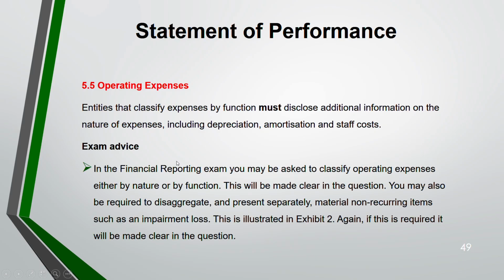Now, in your FR exam, you may be asked to classify operating expenses either by nature or by function. It could be one of the two. You have to be prepared for both. And it will be made very clear in your question. Okay. You may also be asked to disaggregate and present separately the material non-recurring items such as impairment loss. This is illustrated in Exhibit 2 again. If this is required, it will be made clear in the question.